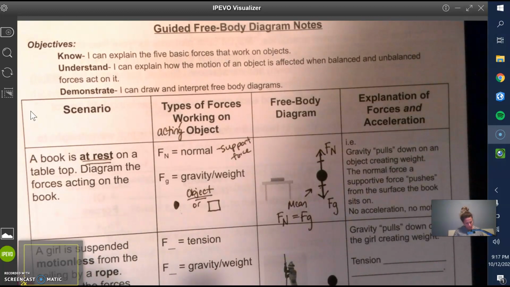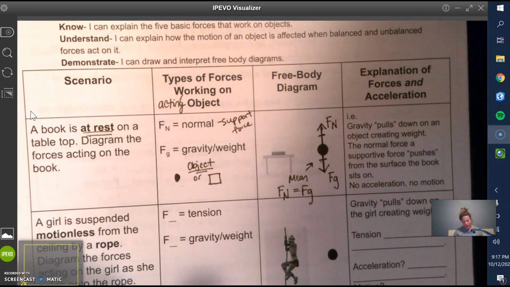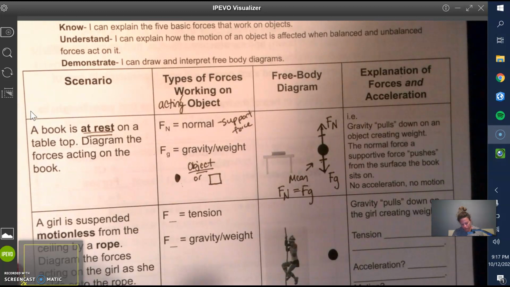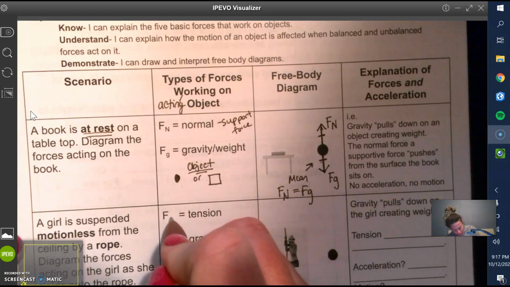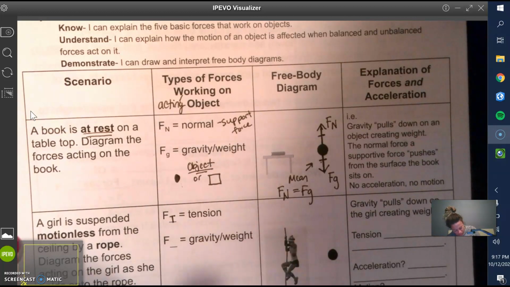So let's take a look at the girl. A girl is suspended motionless from the ceiling by a rope. Diagram the forces acting on the girl as she holds onto the rope. Well, tension, hopefully remember tension is Ft, and gravity, which causes weight, is Fg.